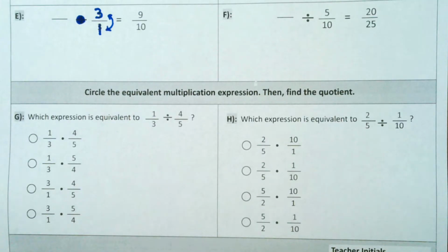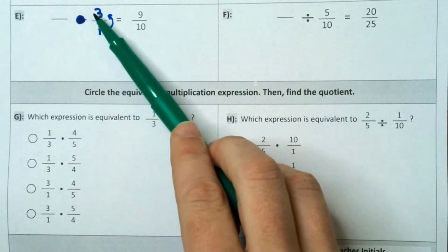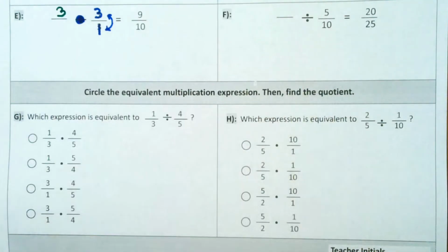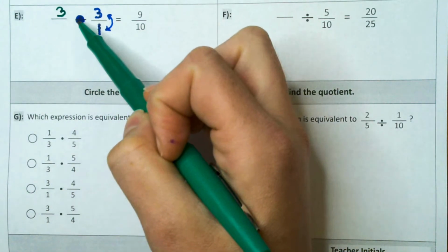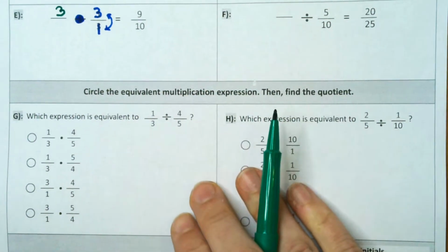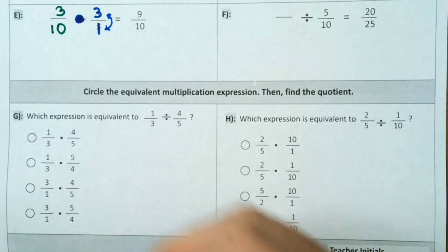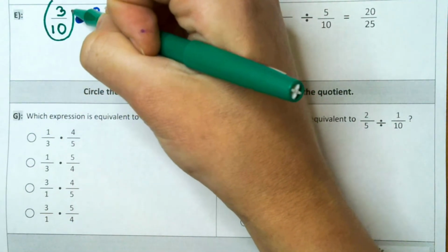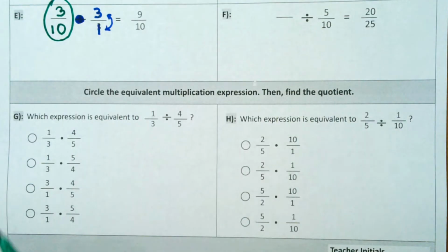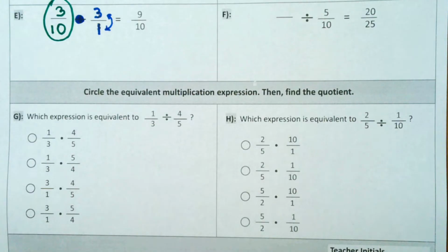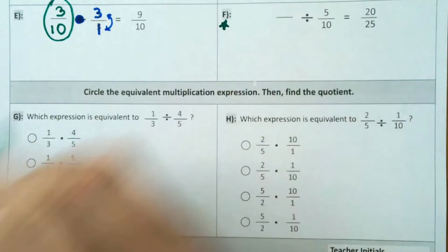So now we just changed our division problem to our equivalent multiplication expression. So now we can think to ourselves, what times 3 is 9? Well, I know 3 times 3 is 9. And what times 1 is 10? Well, I know 10 times 1 is 10. So 3/10 is our first number because when we keep, multiply, flip, our expression is true. Go ahead and complete F on your own.